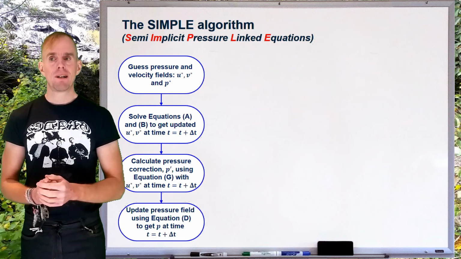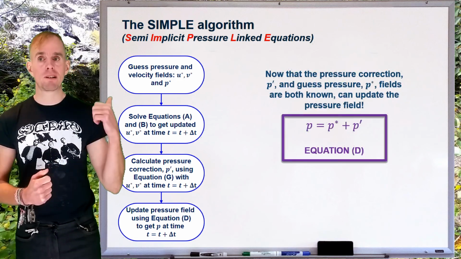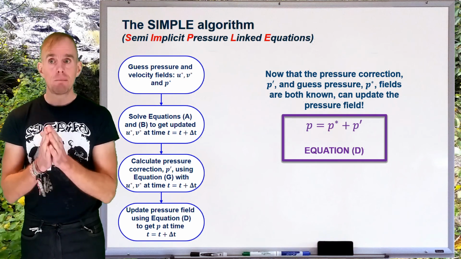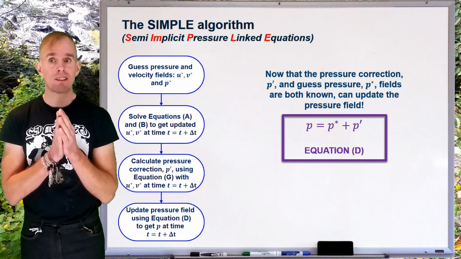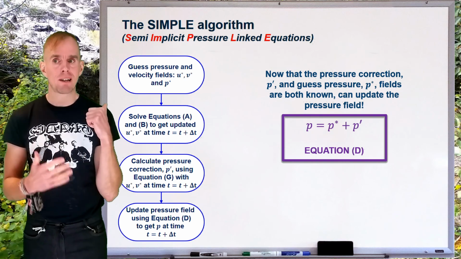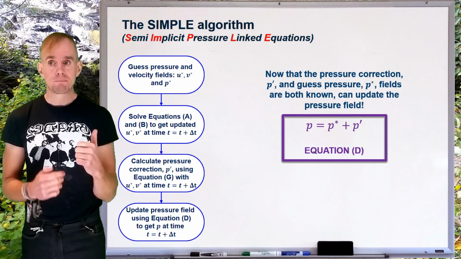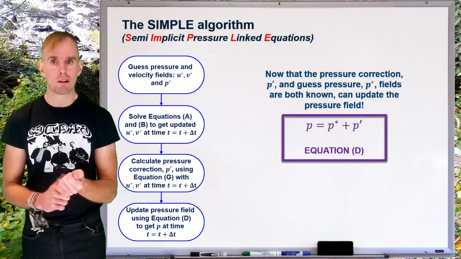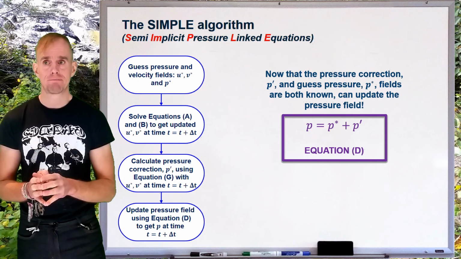The next thing to do is, knowing the pressure error, I can update the pressure, because quite simply we said that my pressure by definition is my guess value plus the error. P star, my guessed value here, I know already. P dashed I have just calculated with that matrix inversion step, and so equation D allows me to update at time t equals t plus delta t what my pressure field P is. So by the time I've got to step 4 in this algorithm, I now have updated velocity field information, U star and V star, and updated pressure information, all at time step t plus delta t.